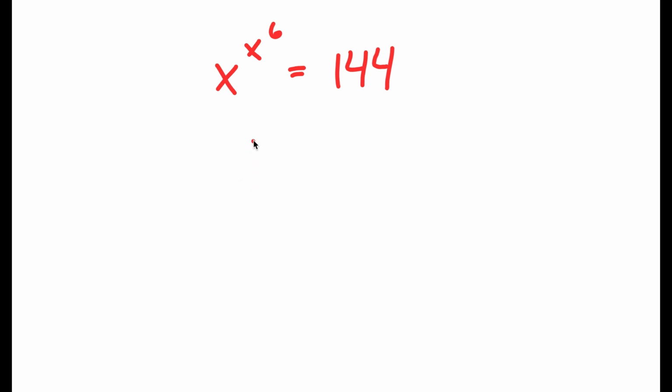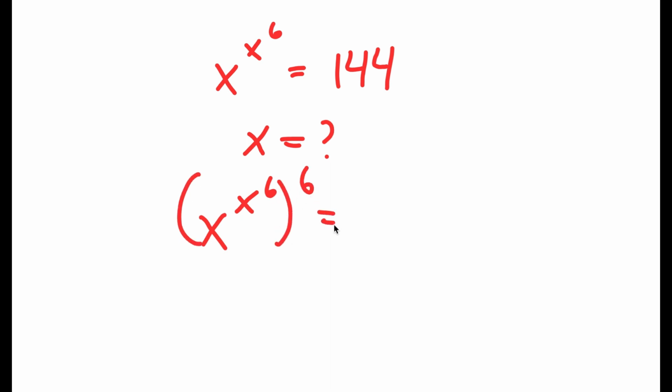Alright, so in this problem, I have x to the power of x to the power of 6 is equal to 144. So to solve this, I obviously want to find the value of x. So I'm going to take the power of 6 on both sides. So I have x to the power of x to the power of 6, to the power of 6, is equal to 144 to the power of 6.